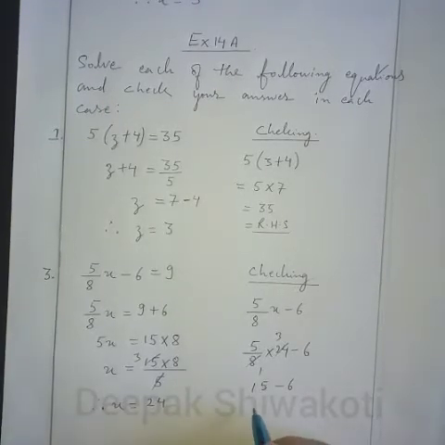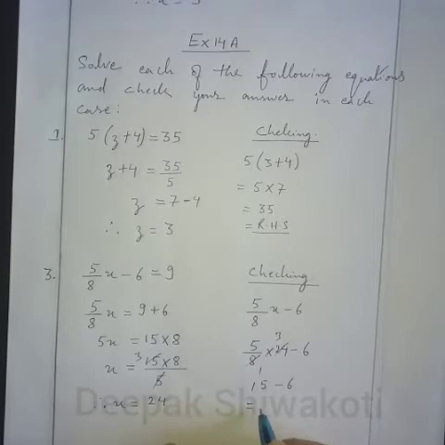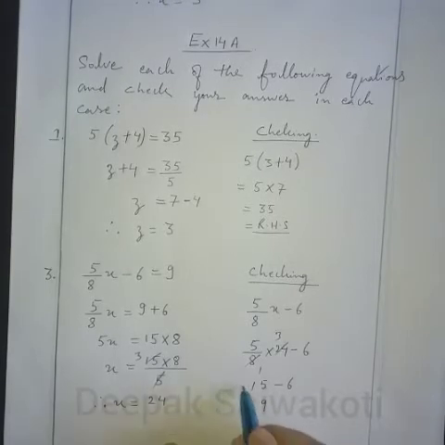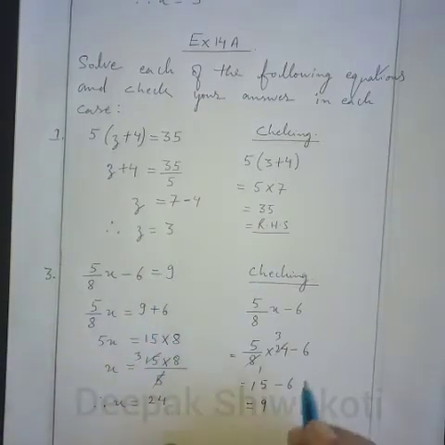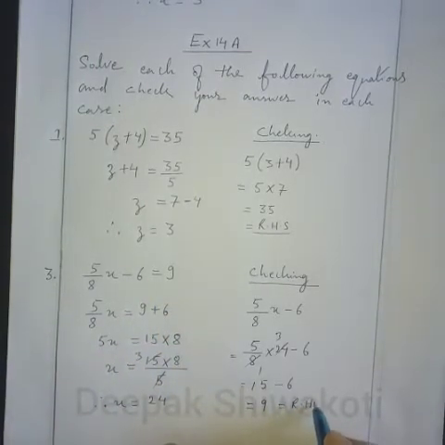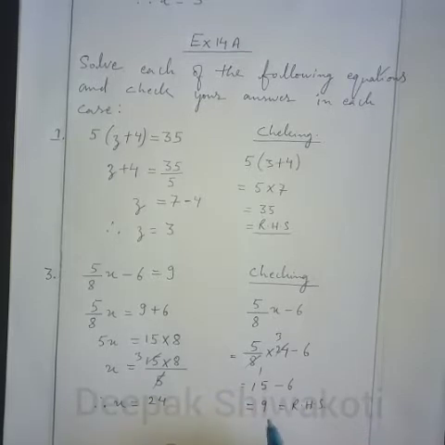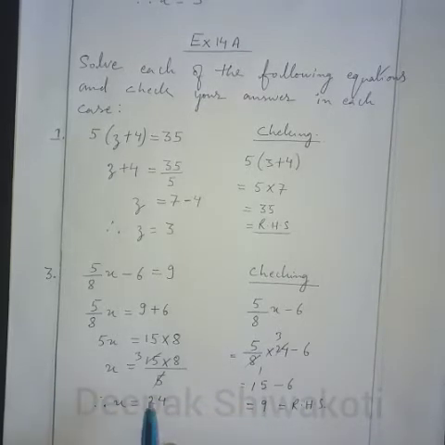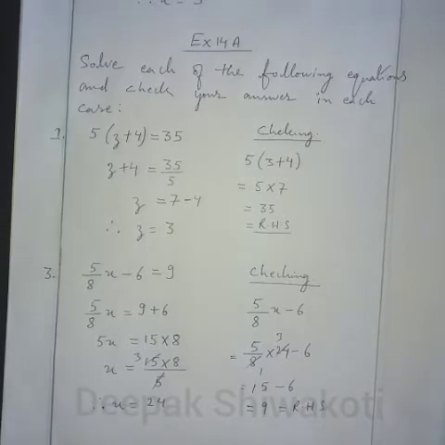So which is equal to 9, and this 9 is equal to the right hand side, isn't it? So when we put the value of x as 24, we get the value of the right hand side. That means the value of this variable is correct. Okay, this way we check the answers. So now next is question number 5.